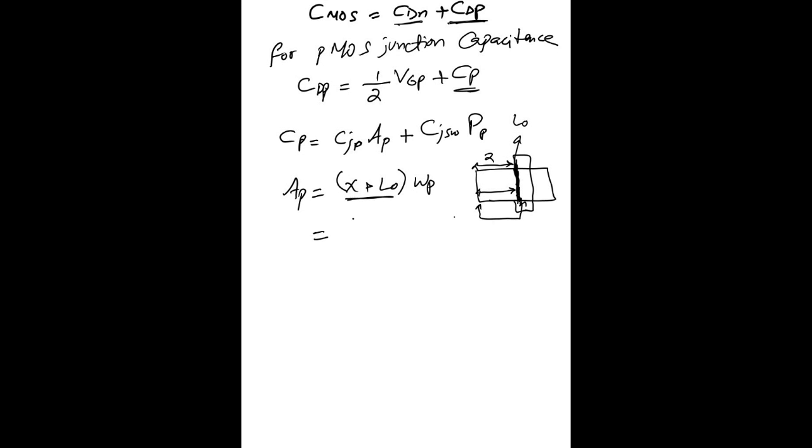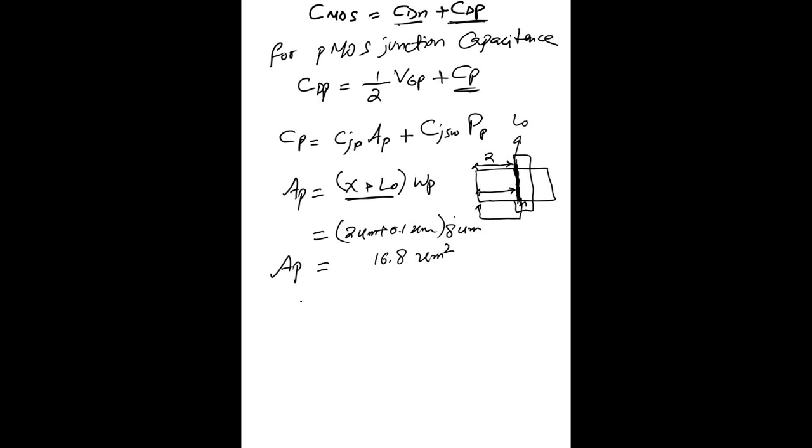Then if we put the values together, 2 micrometer plus 0.1 micrometer, and multiply this with 8 micrometer, this comes out to be 16.8 micrometer square. This area is AP, for our PMOS.